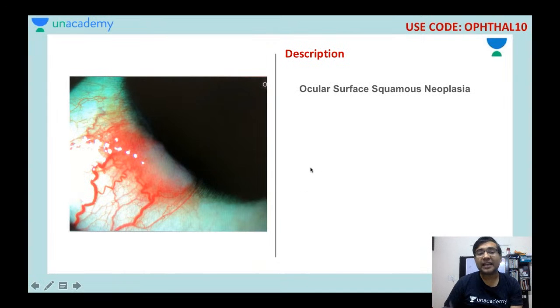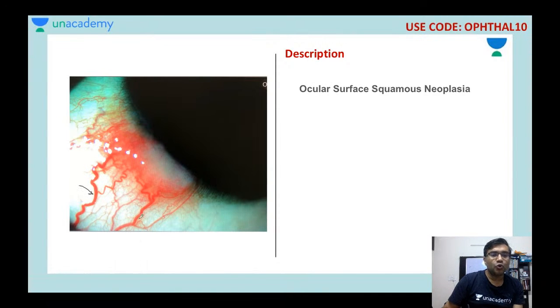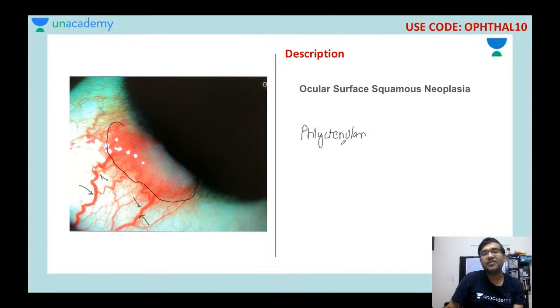Okay. Then there can be another condition which is called ocular surface squamous neoplasia. If you can see the mass here. So you can see localized redness, but if you can appreciate, there are two vessels which are feeding this mass. Can you see? Two vessels which are feeding this mass. So there can be a localized redness. It can be a phlyctenular conjunctivitis also.